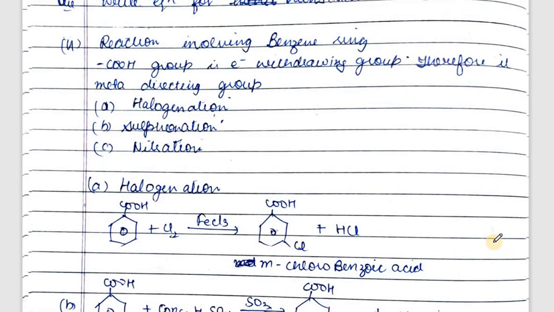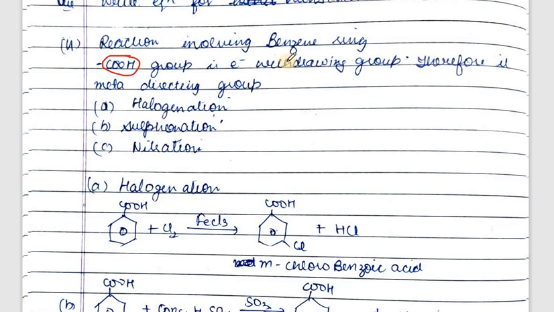So last is reactions involving the benzene ring. As we know, the group attached to the benzene ring has a great effect on electrophilic substitution reactions. So in this, the group attached is the COOH group, and this is an electron withdrawing group. So this will be a meta directing group. In this, if we do halogenation, sulfonation or nitration, then all the new groups will be introduced at the meta position to the carboxylic group already present.